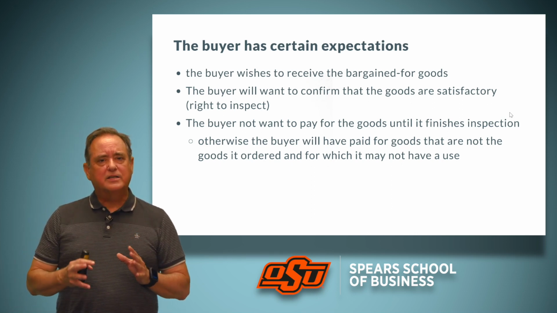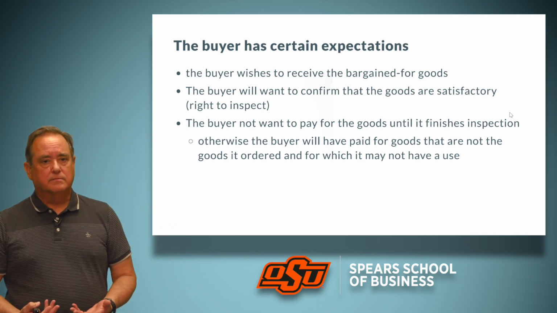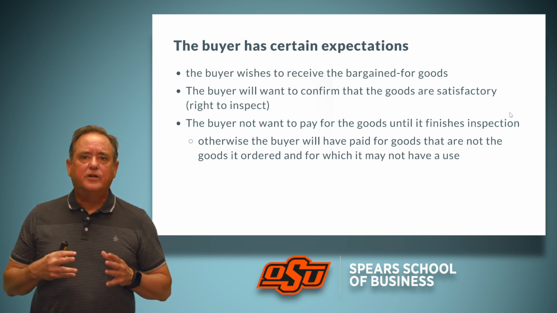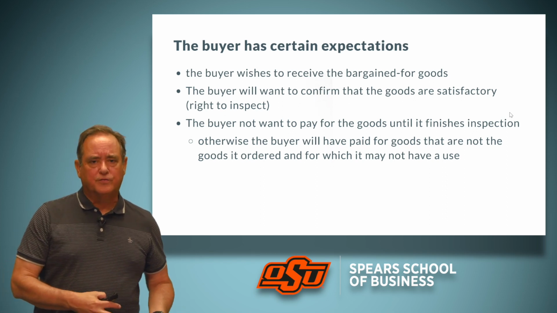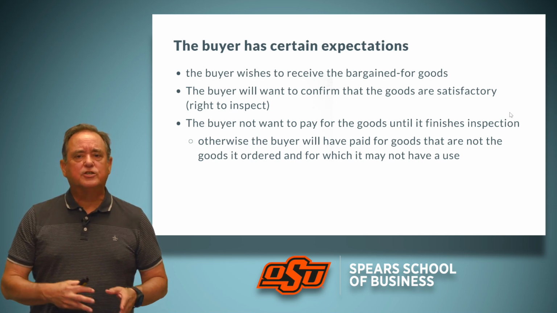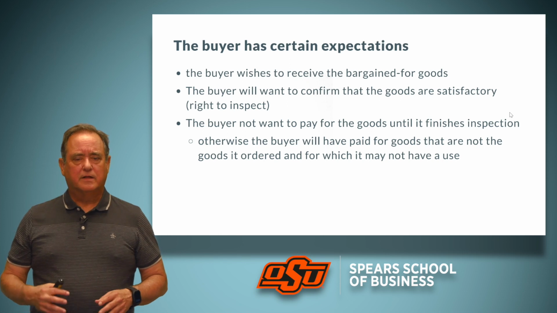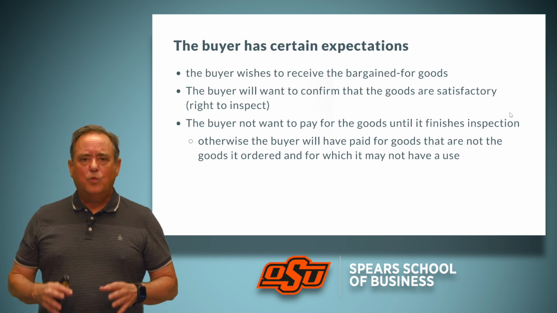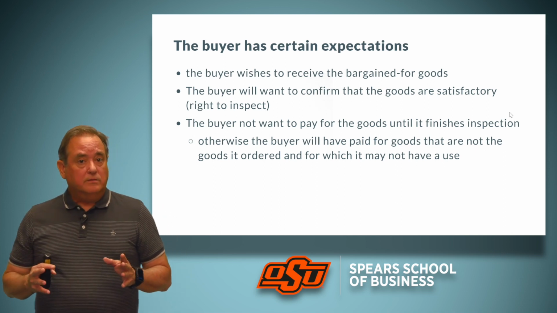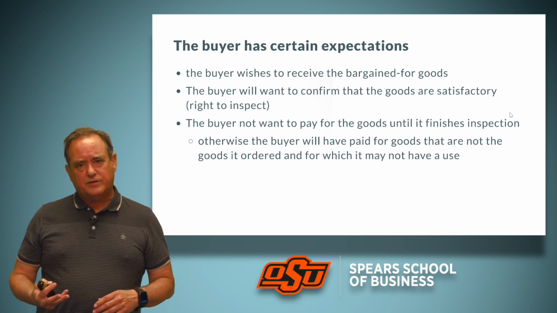Now, the buyer has certain expectations. The buyer wants to get the goods. And not just the goods, but they want to receive the goods that they bargained for. Those specific goods. Goods that match the description that was provided by the seller. Those are the goods the buyer wishes to receive.